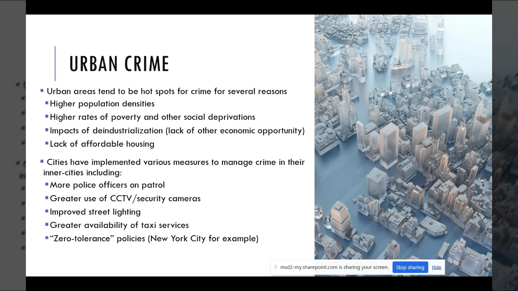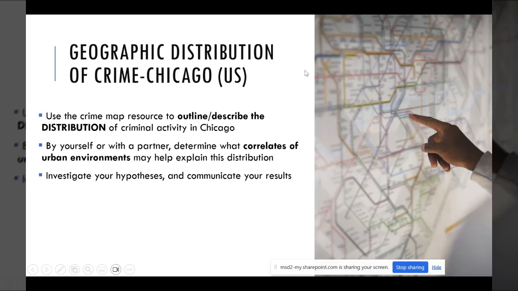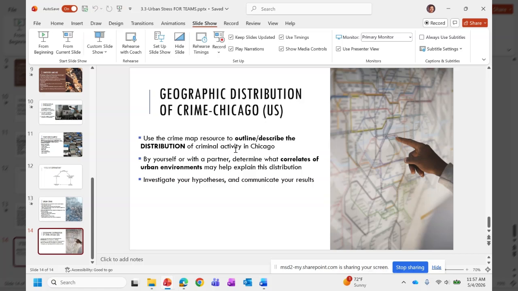So having various different policies in place. And usually crime has a geographic distribution. You can look at any crime map and see the distribution, and then you can make some assumptions about what deprivations they are having in those areas. So that's the big ones. That covers topics 1 through 3.